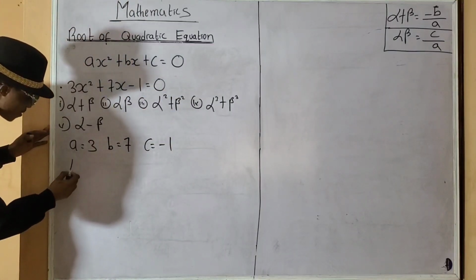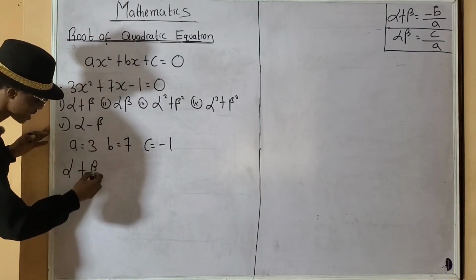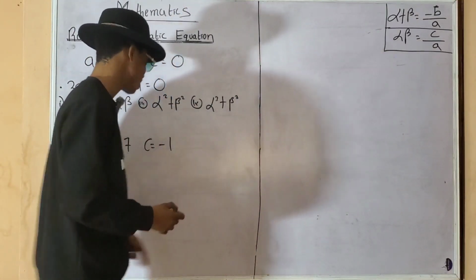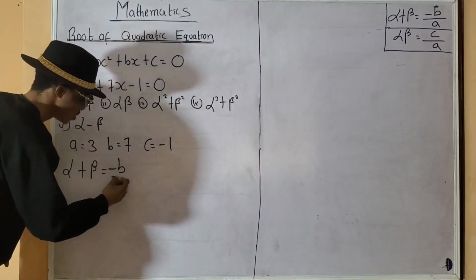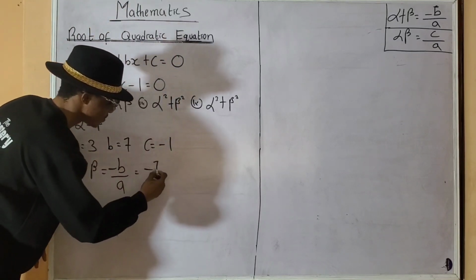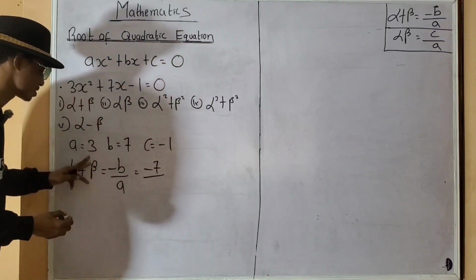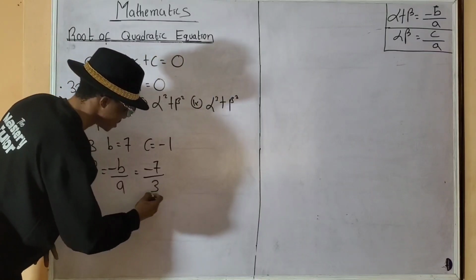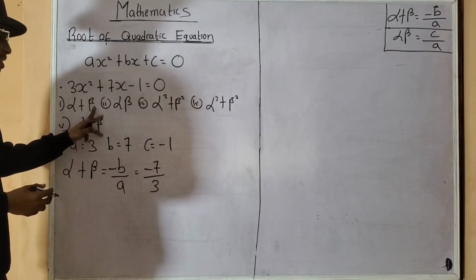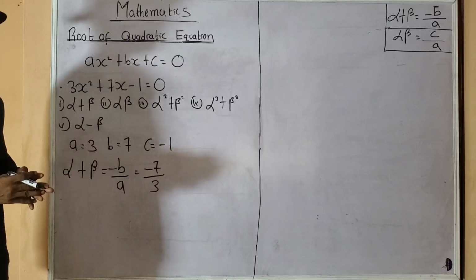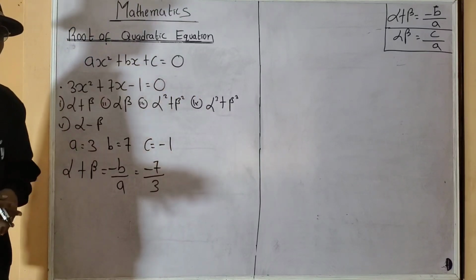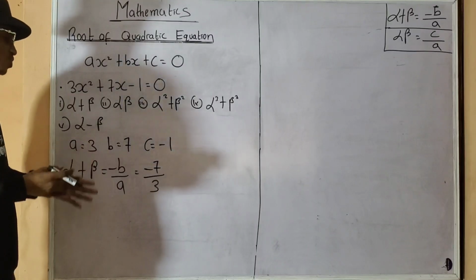Don't forget, alpha plus beta is equal to minus b over a. So I'm going to have minus b over a. Now, b is 7, so I'm going to have minus 7 all over a, which is 3. So I'm going to have minus 7 over 3, which is the answer for the first question, alpha plus beta. Do you understand? And if you don't want to do it like that, you can just divide all through by 3. So you are still going to have the same result.